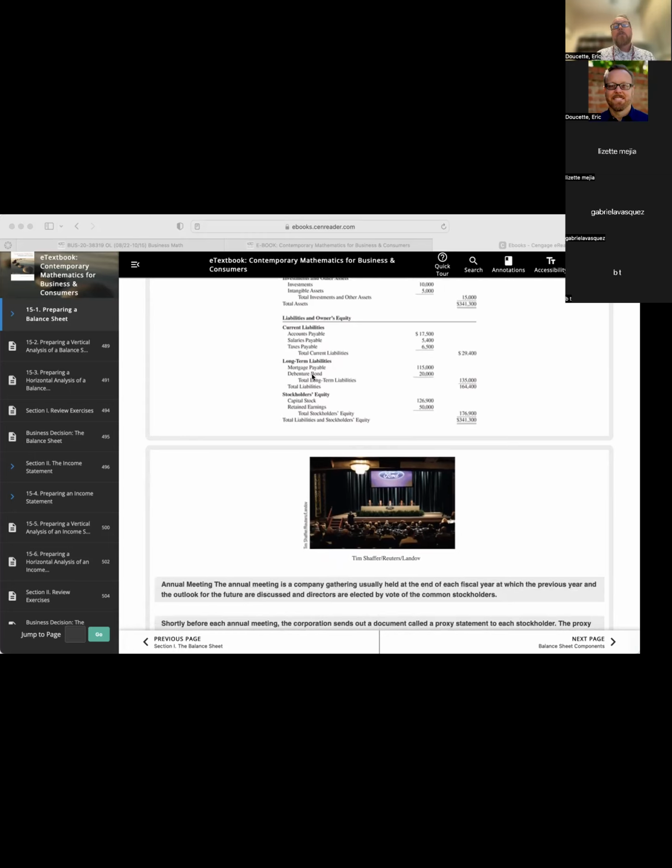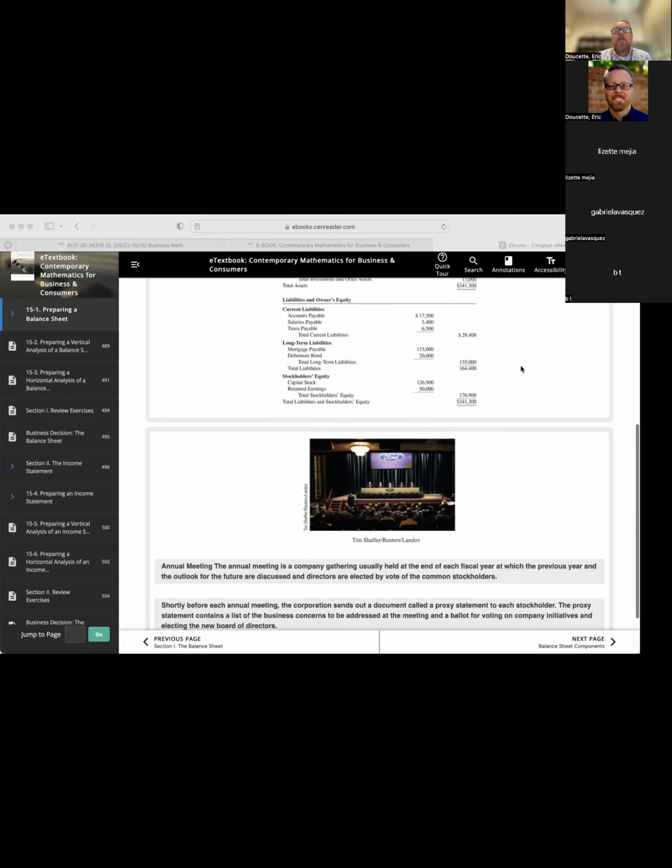Then you have long-term liabilities, things like your mortgage payment. In this case, there's a debenture, a bond. They have some kind of a bond that they took out that they owe back. And so all that's their long-term liabilities. So you add your current and long-term liabilities, and that comes to total liabilities, which in this case is 164,400.